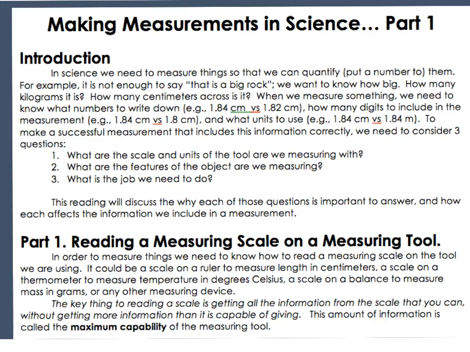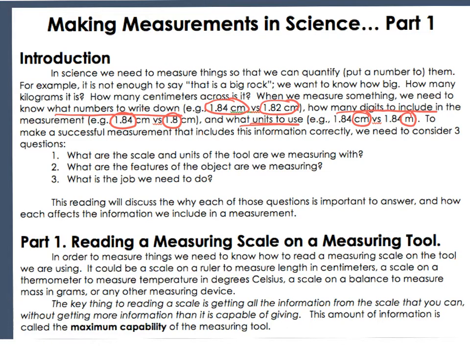All right? So when we make any measurement in science, there's always three things that we want to know about that measurement. The very first thing we need to know is what numbers to write down. So if I'm looking at a scale, should I write down 1.84 centimeters or 1.82 centimeters? Which is better? We need to know how many digits to include. Should I include two numbers after the decimal or only one number after the decimal? And last but not least, what units to use. Am I measuring in centimeters or am I measuring in meters? To make a successful measurement, I have to have all three of those things correct. I have to have the right numbers, the right number of digits, and the right units.